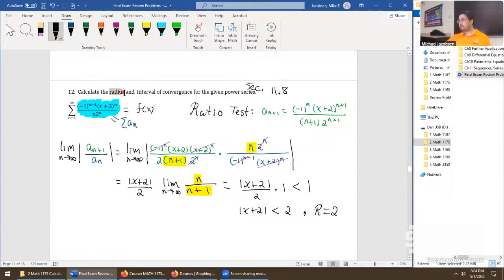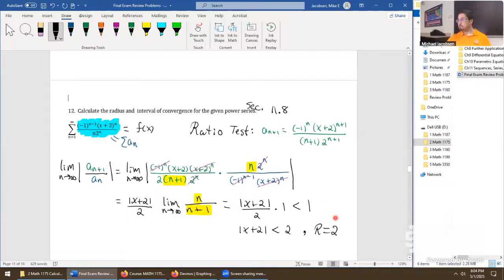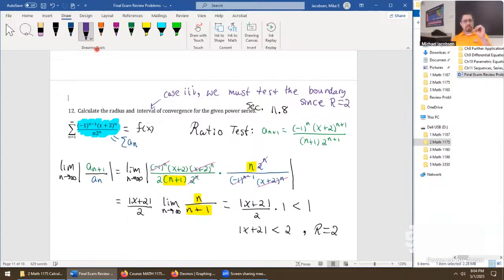The next thing we need is the interval of convergence. And in this problem, because the radius came out finite, in this section we often call this case 3, which means we must test the boundary, since R is 2. If it was 0, then it's only going to converge right at that point.